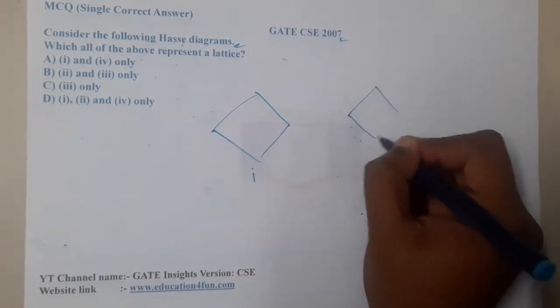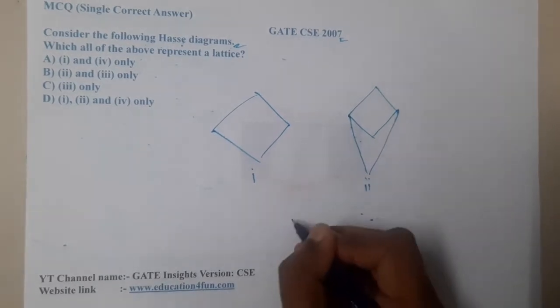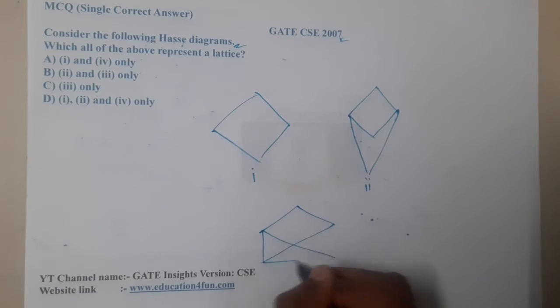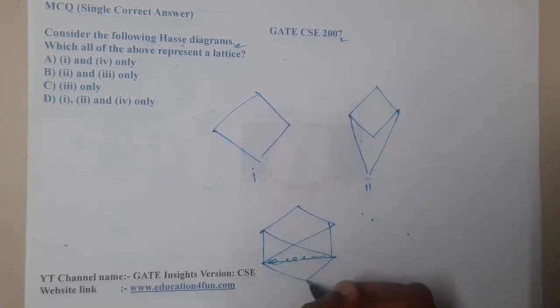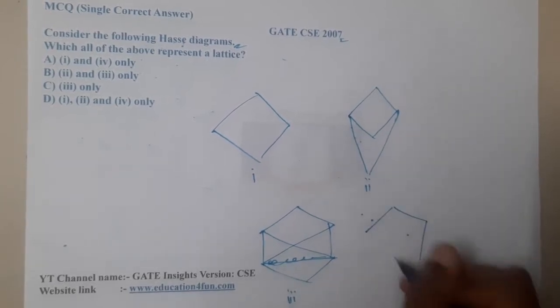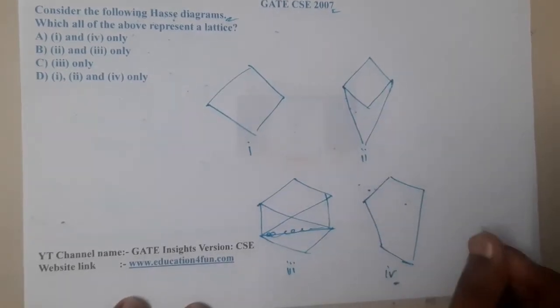This is the second Hasse diagram. My bad, this line is not there. This is the third Hasse diagram. This is the fourth Hasse diagram.